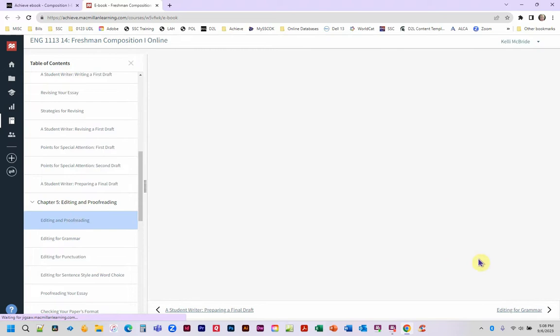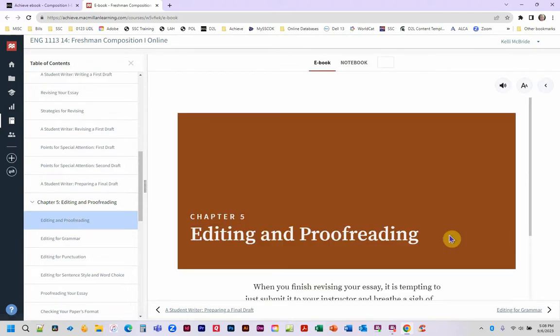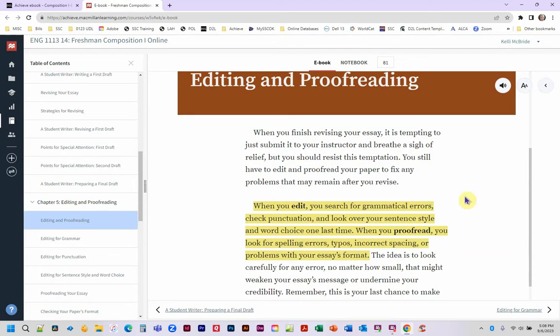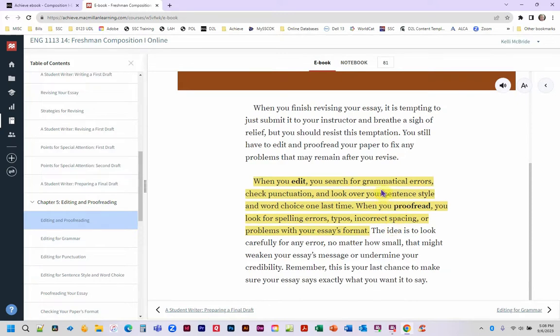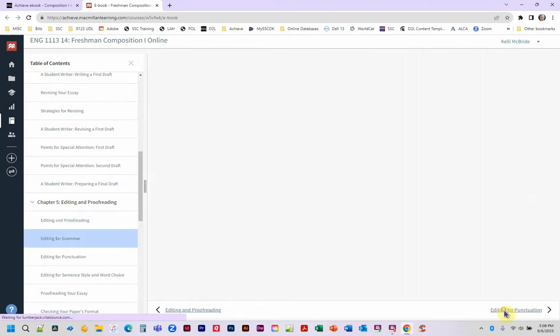So let's talk about editing and proofreading. This is the next stage of the writing process, and this involves, now that you've got your essay 95% set, you're really not going to do much more changing of your content or ideas. Now you're going to look at how you have presented it. So here you're going to look for grammatical errors, punctuation, style, word choice, right? Those kind of things.